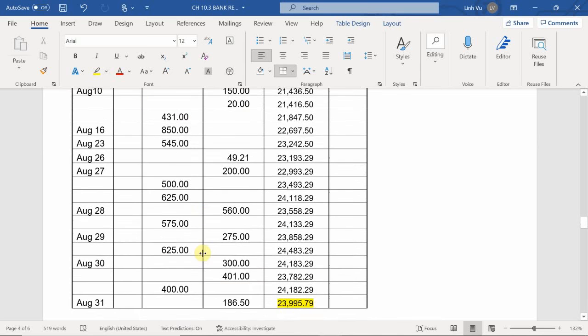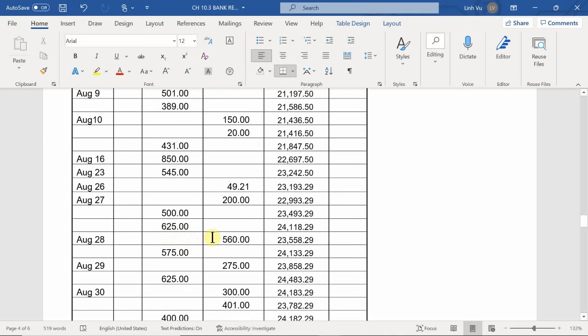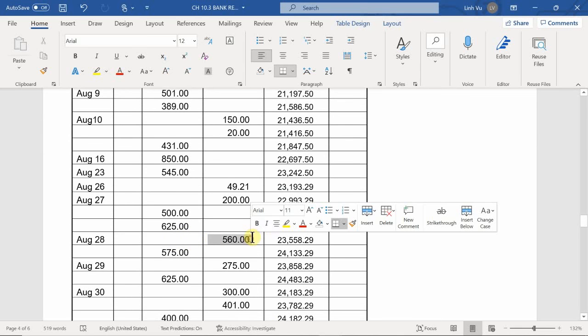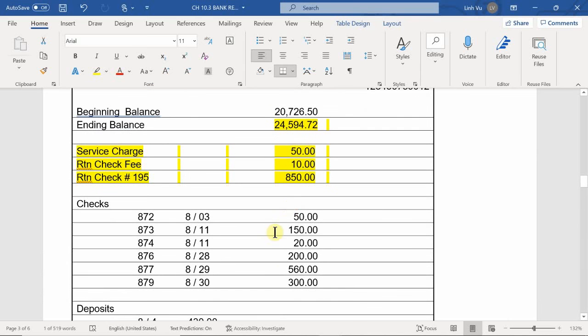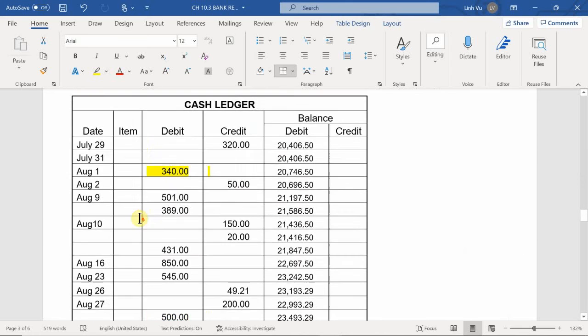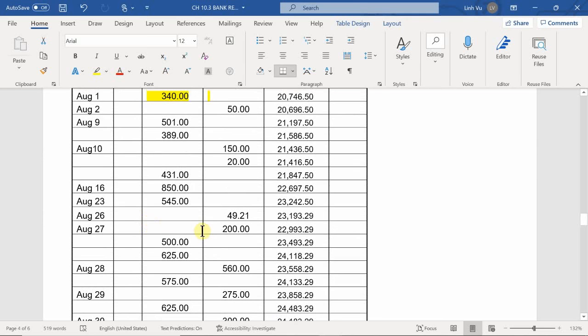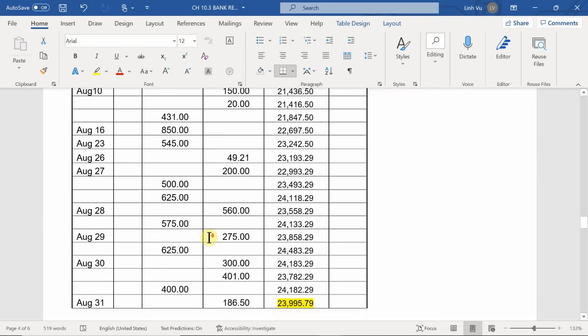Let me see what else happened. Okay. Did we write a check out for $560? Did that clear? In this case, yes, it did clear. Okay. All right, so let's see. $560 was the last thing I was on.